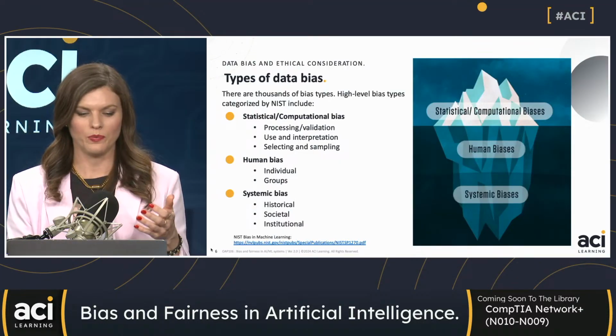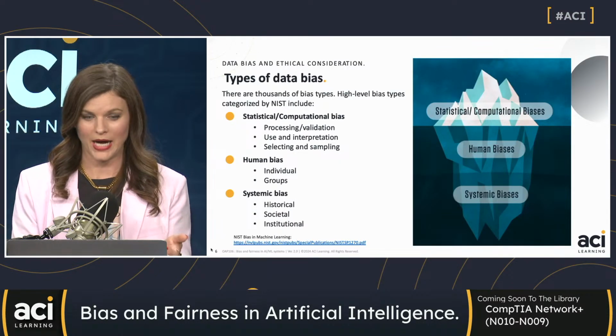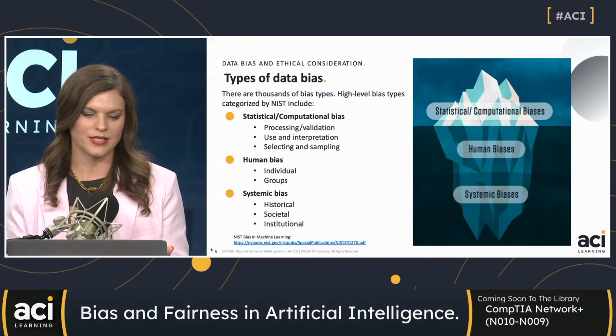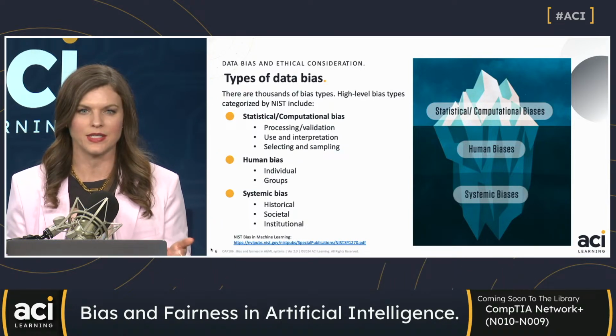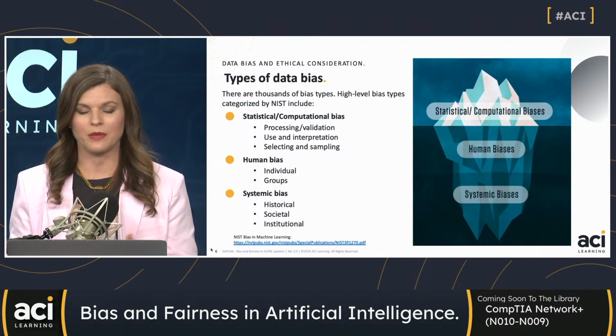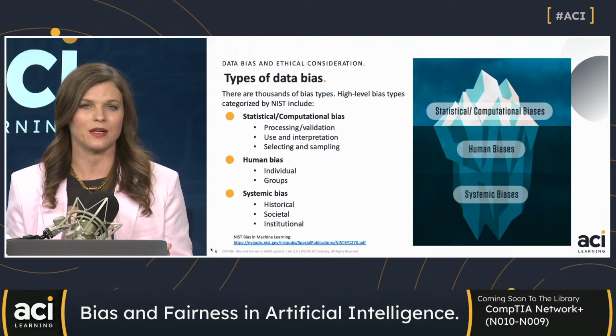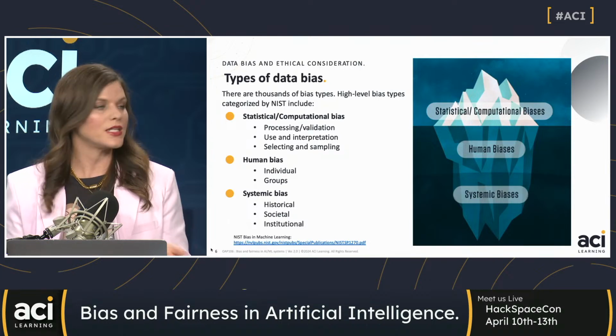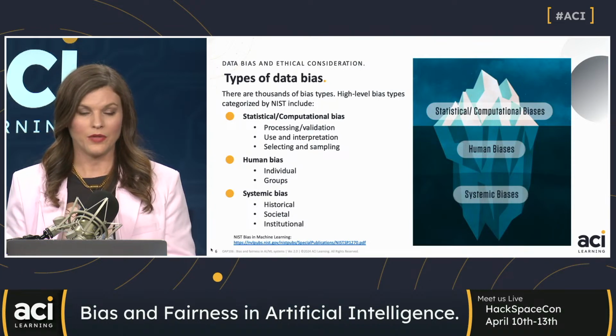Yeah, so I love this image that we have here of the iceberg, and it breaks down the statistical bias, the human bias, and the systemic bias that you might see. When we're talking about statistical bias, for example, this is a type of bias that arises from the data processing and the validation methods. It's really critical for us to ensure that the way the data is being collected, processed, and used for training the machine learning doesn't introduce or skew the results that we get.